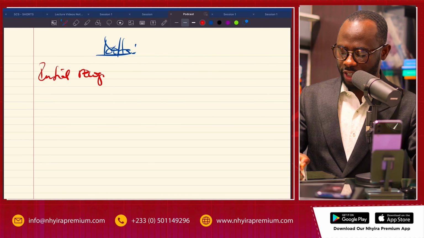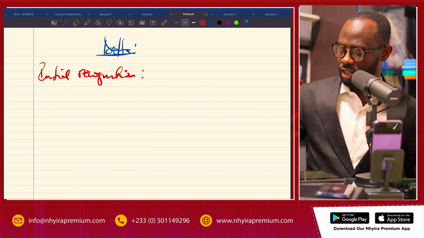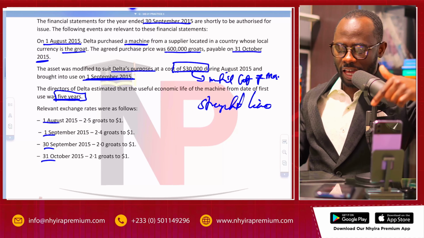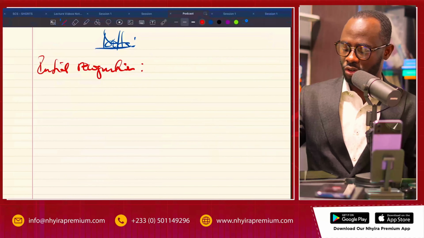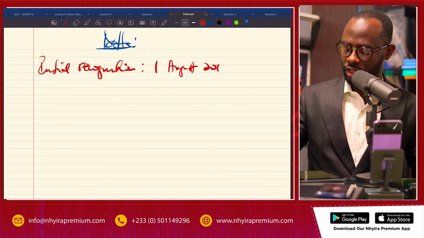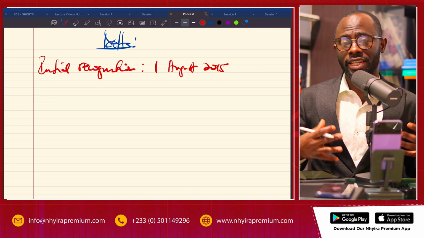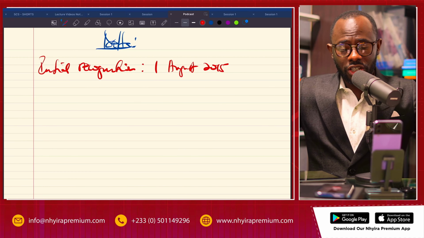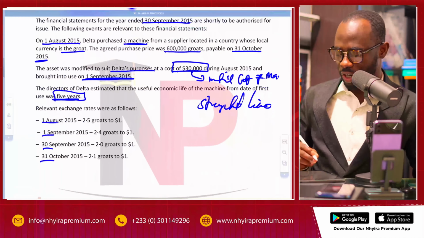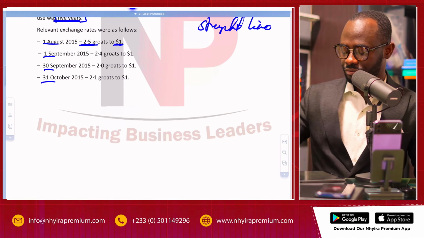So, initial recognition. When they bought the asset, in the question, we are told that on 1st August, they purchased the asset. So the date of purchase is 1st August 2015. That's when they bought the asset. So we translate or use the exchange rate at that date. What is the exchange rate? It's 2.5 groats to a dollar.